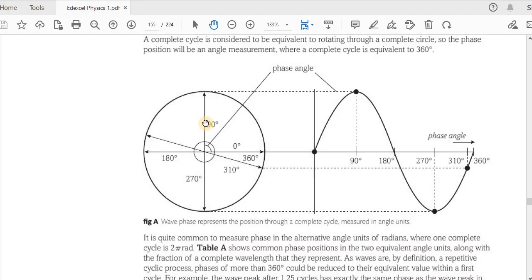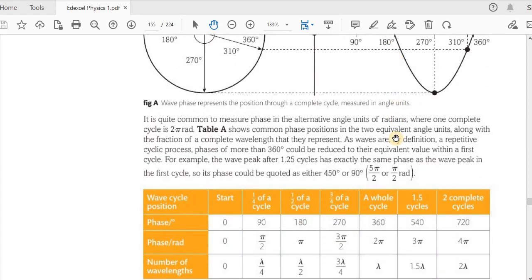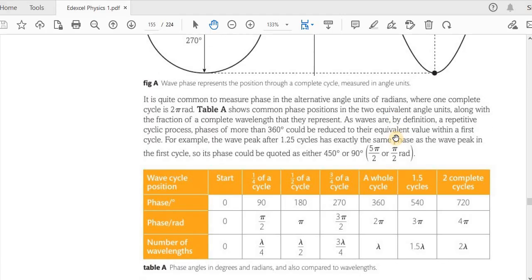So let's say this is the position 90 degrees. If you go all the way around here and complete the angle there, that is 360 plus 90, which is 450. 450 degrees. That's what they mean here. It has exactly the same phase as the wave peak in the first cycle. So its phase could be quoted as either 450 degrees or 90 degrees.